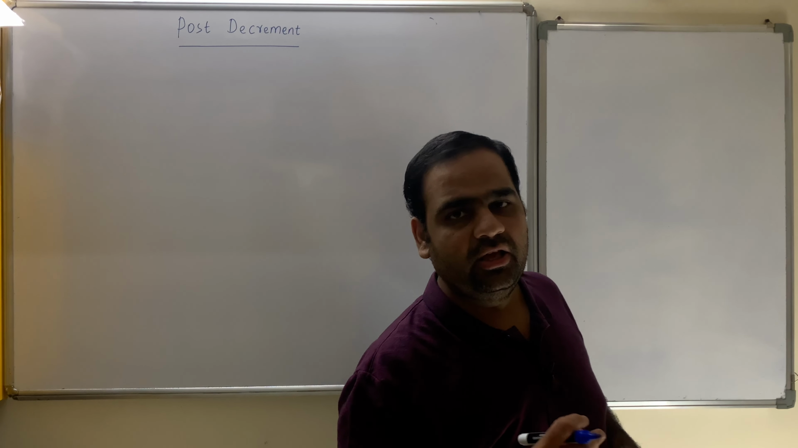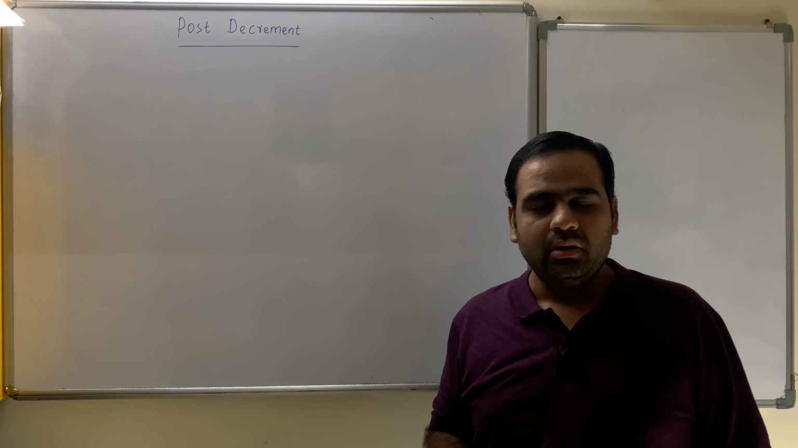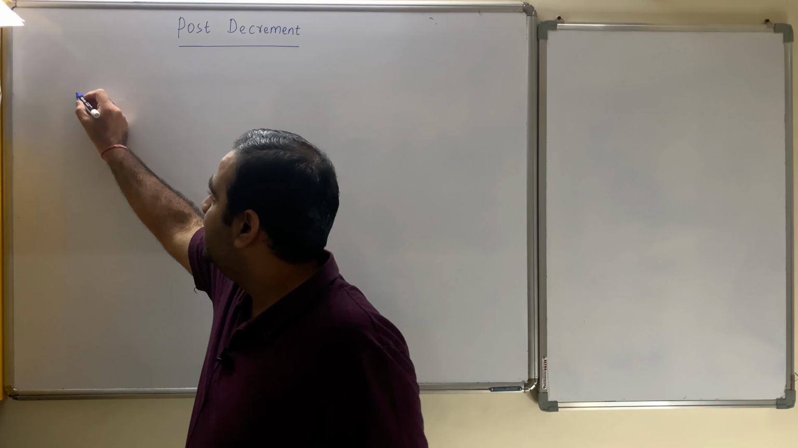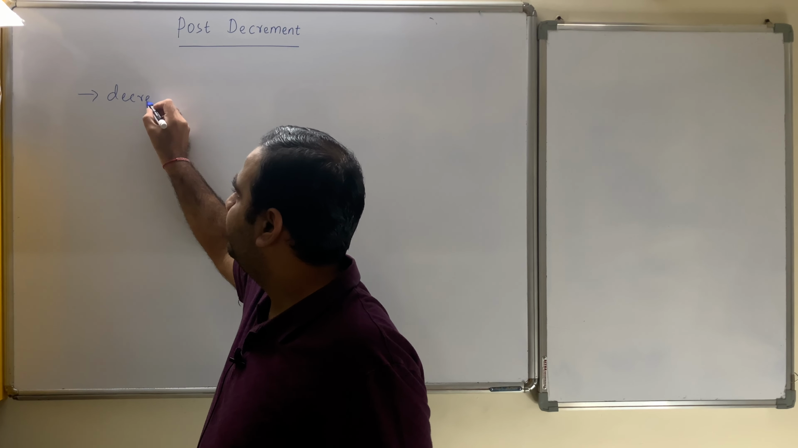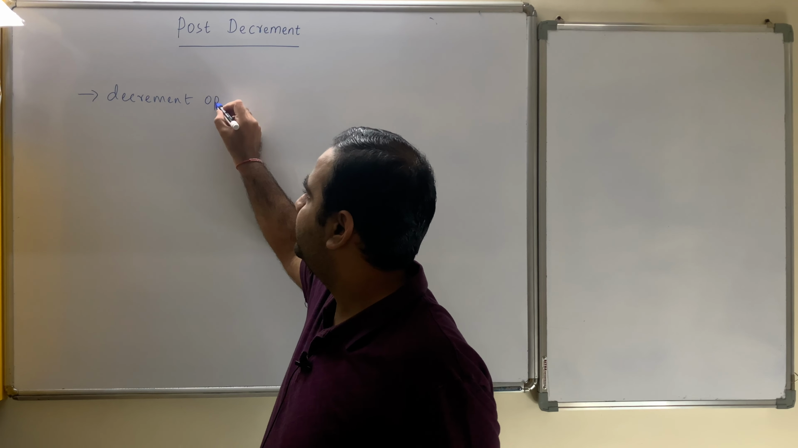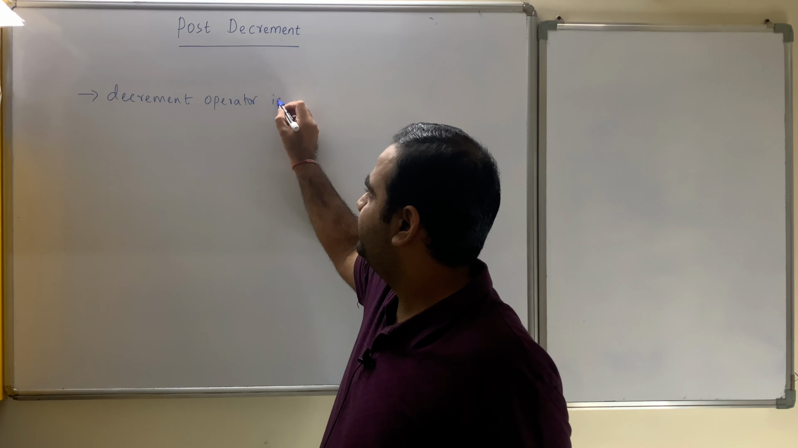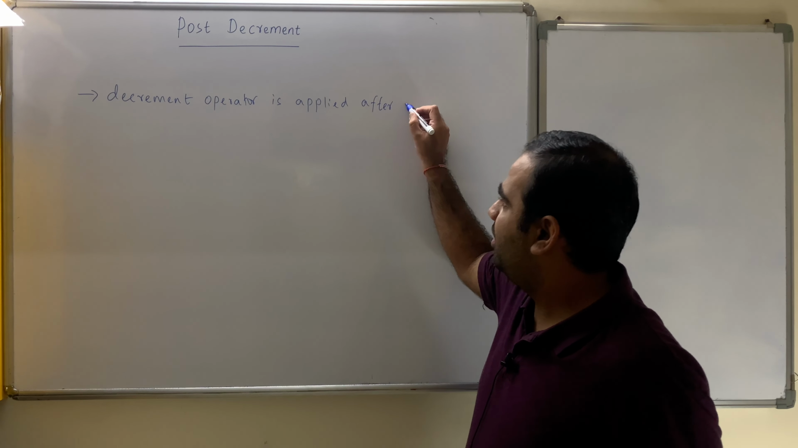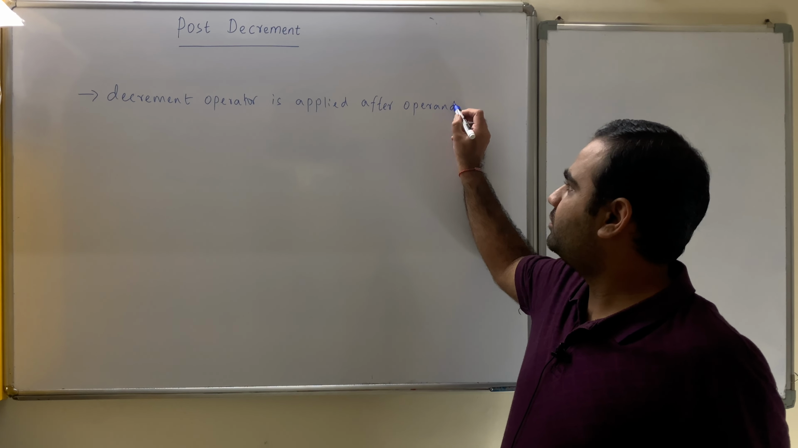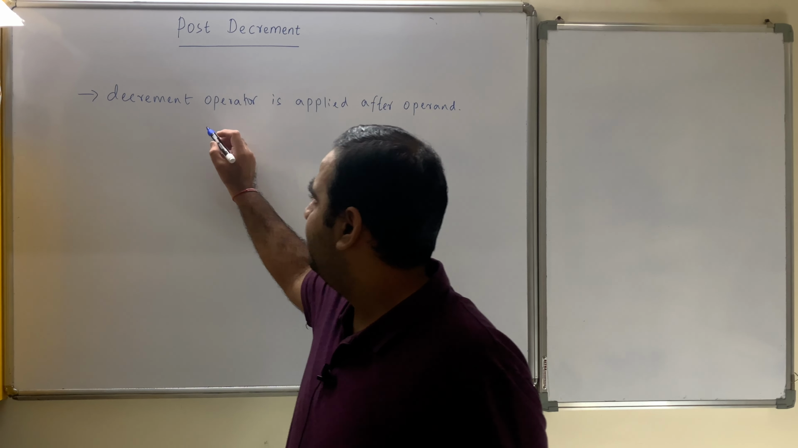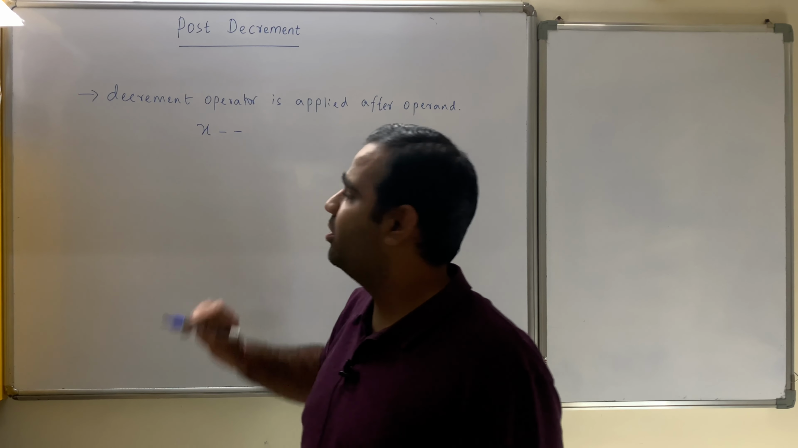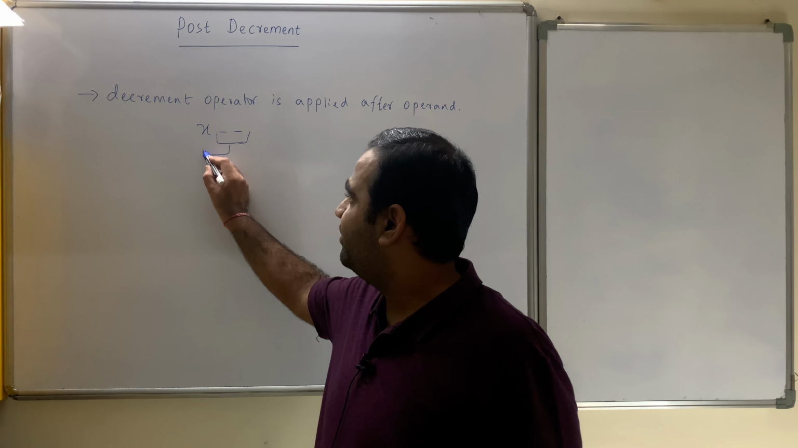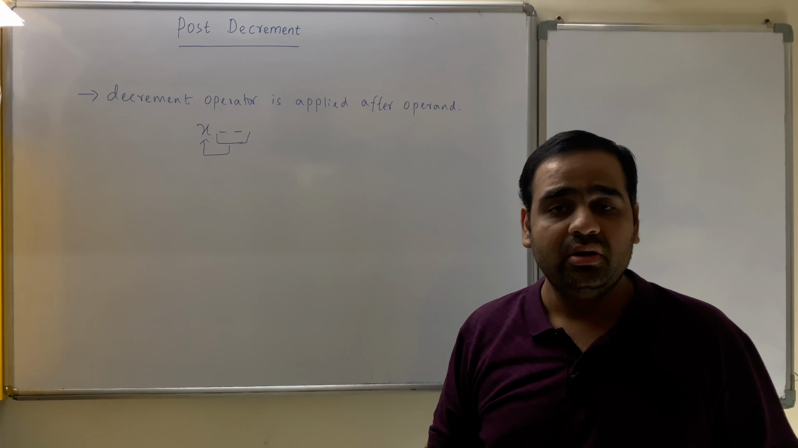Let us discuss the post-decrement. Now this post-decrement operator is applied after the operand. Now how do we write it? Say for example, x is a variable, we say x minus minus. Now this operator minus minus is after the operand, therefore it is called as a post-decrement.